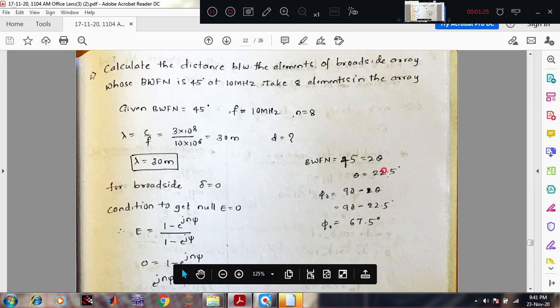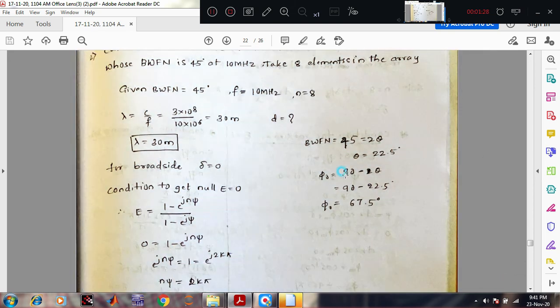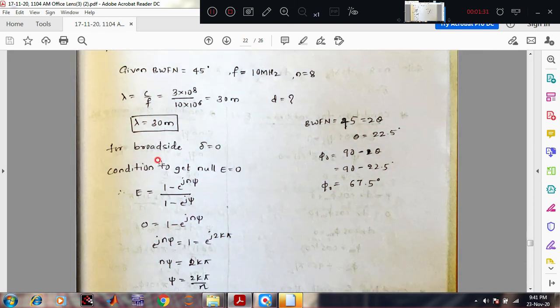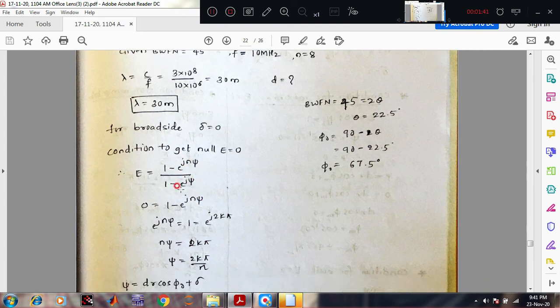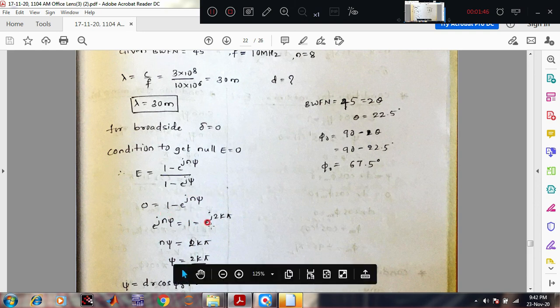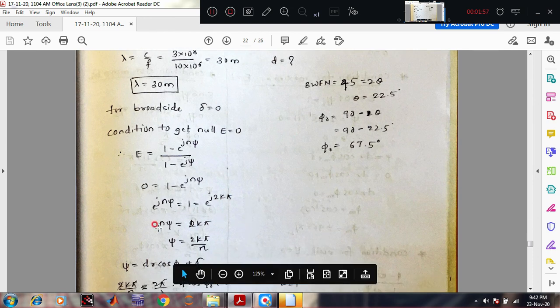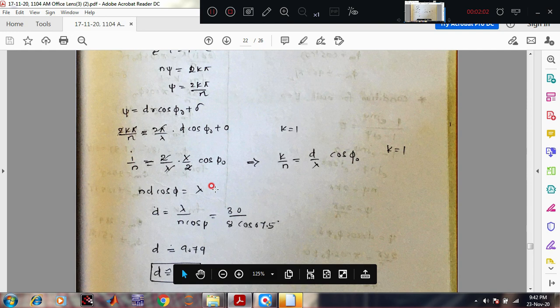We know that for a broadside array, delta is 0. The condition to get the null is that E is equal to 0. Therefore E is equal to 1 minus e raised to j n psi by 1 minus e raised to j psi. If I equate it to 0, then 1 minus e raised to j n psi is equal to 1, which is equal to e raised to j 2k pi. So n psi is equal to 2k pi, therefore psi is equal to 2k pi by n.